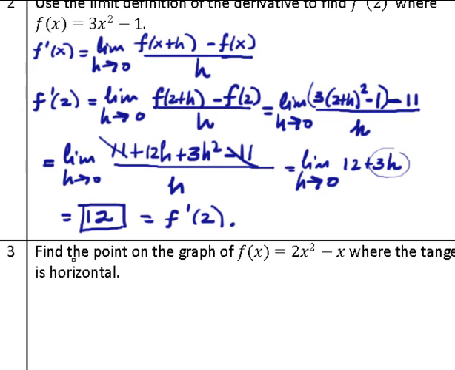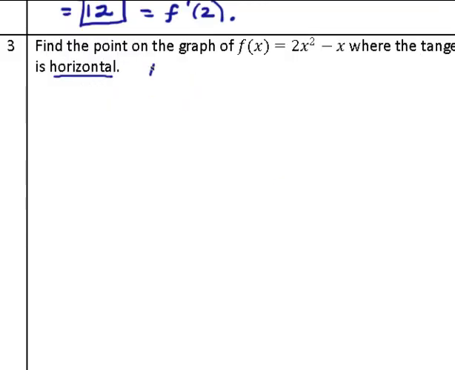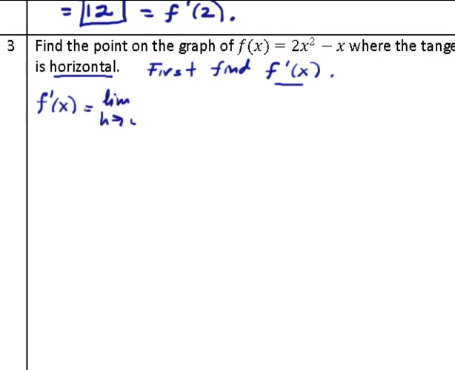In question 3, we want to find the point on the graph of f of x equal 2x squared minus x, where the tangent line is horizontal. So first, we have to find the derivative f prime of x. All right, so remember the limit definition, f prime of x, limit h goes to 0, f of x plus h minus f of x over h.